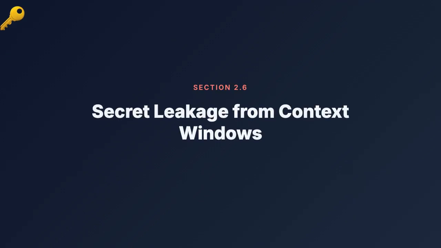Secret leakage from context windows. This is one of the most frequently reported security incidents involving AI coding agents. Live credentials ending up committed to version control or transmitted to AI provider servers. Two separate mechanisms cause this, and both share the same root cause: how AI agents load files into their context window.